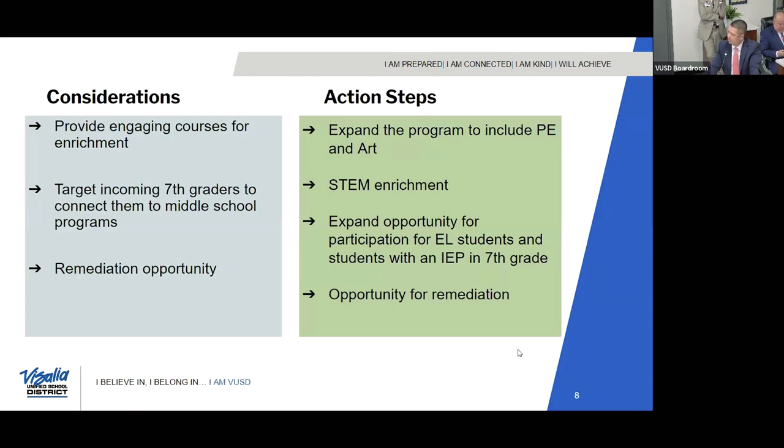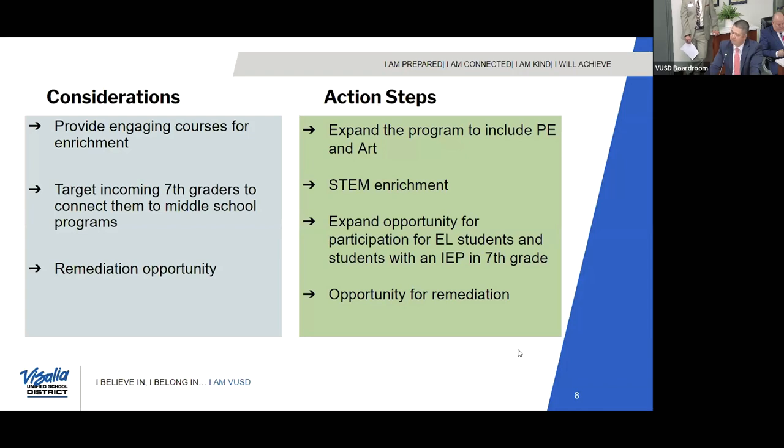So where did we come up with that for middle school? We just wanted to share that we did some surveying last year and wanted to make sure that we are hitting our targets, as we want to keep improving and are always committed to continuous improvement. So some considerations we got feedback on were providing engaging courses and enrichment, targeting incoming seventh graders to connect them to middle school programs, and remediation opportunities. And so our action steps were that we included art and PE this year, and STEM enrichment.